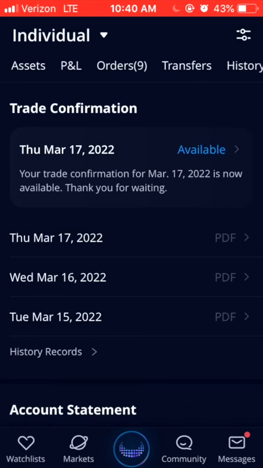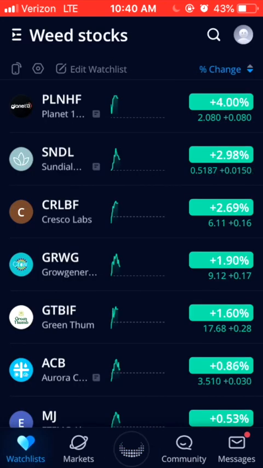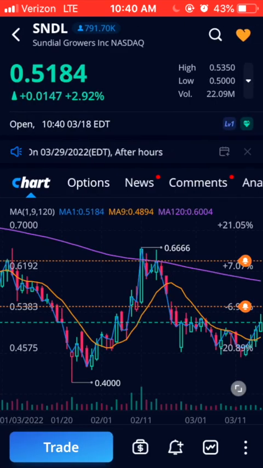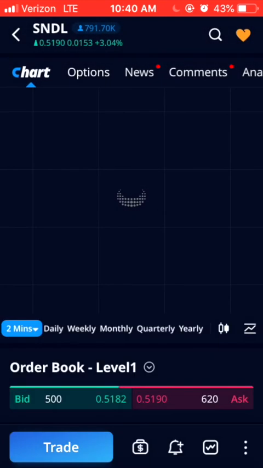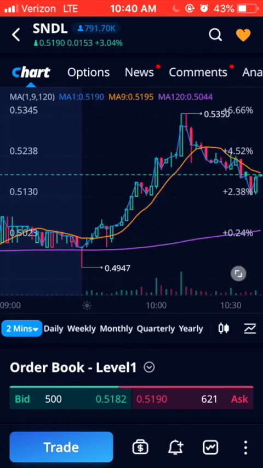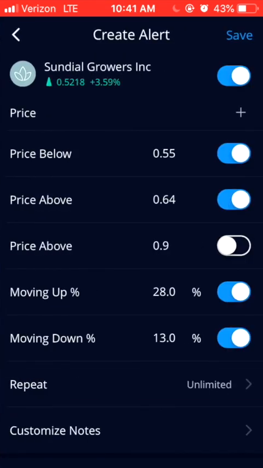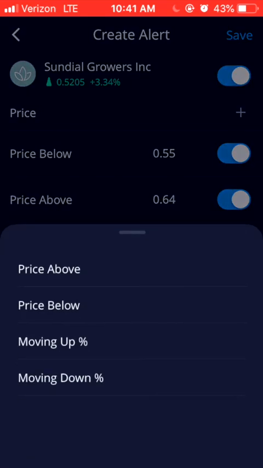What I'm going to get into now is setting up price notifications. We're going to click on Sundial now in our watch list. Right now we're on daily. We're going to go back to 2 minutes. And then, if you see at the bottom, 2 over from trade, there's a little bell with a plus on it. Then you can set a whole host of price alerts. First of all, this one at the top is a toggle whether this is on or off for notifications. Here at the plus, you can click and add price above, price below.